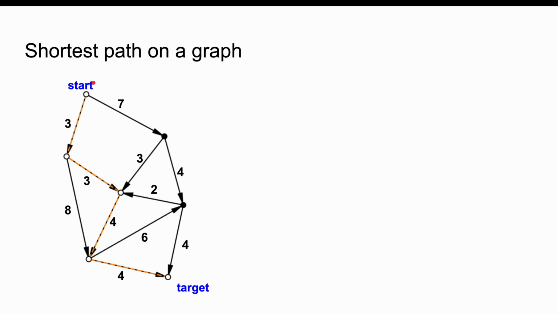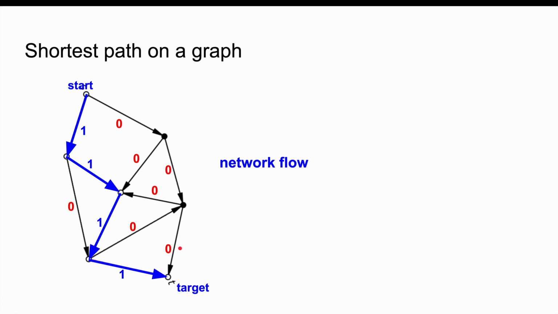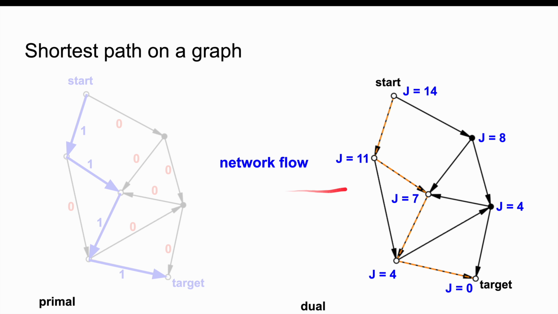Shortest path on a graph is the problem of finding a path between start and target vertices that minimizes the sum of edge costs. It's a well-studied problem. For example, you can solve it using A* or by formulating a network flow LP. The dual program to the network flow LP has the interpretation of searching for the lower bound on vertex potentials, or cost to goes. It's basically searching for a good admissible A* heuristic.